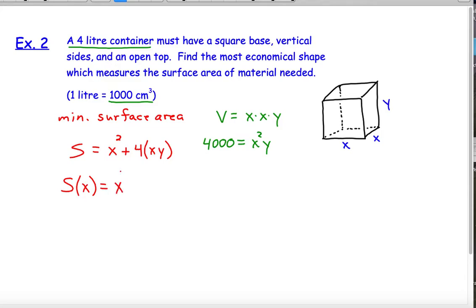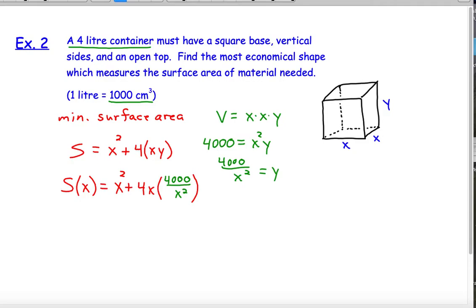And I'm going to need to replace any variable that's not an x. I need the parentheses here. 4 times x times y. And if I go over to my other equation, y is equal to 4,000 over x squared. So I'm going to plug that in. So now I have written my function that I'm trying to minimize in terms of a single variable. So now I'm ready to do the calculus.